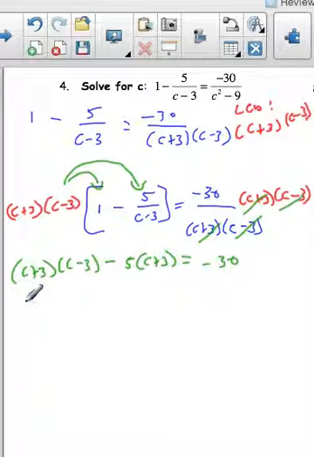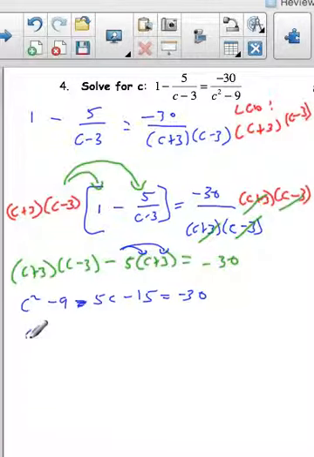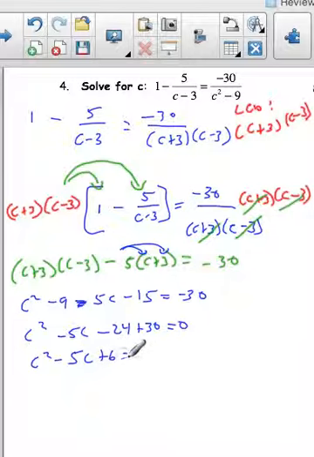When I expand this out, I get c squared minus 9, it's a difference of squares, minus, distributing negative 5 to both of these terms, minus 5c minus 15 equals negative 30. I'm going to put all the terms on the left-hand side and combine like terms, so I have c squared minus 5c minus 24 plus 30 equals 0, leaving me with c squared minus 5c plus 6 equals 0.